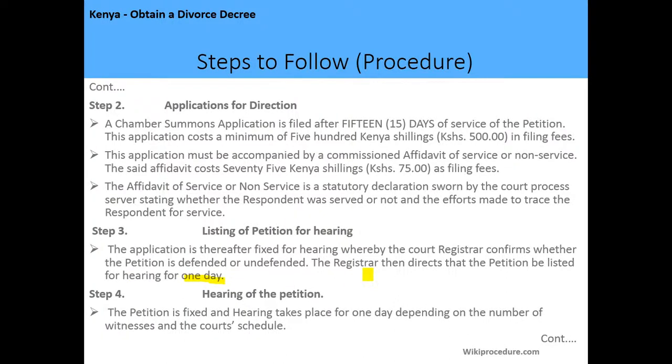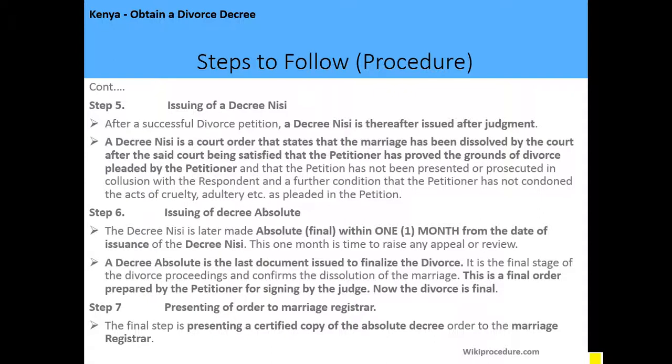The next step is hearing of the petition. The petition is fixed and the hearing takes place for 1 day, depending on the number of witnesses and the court schedule. So let's continue. The fifth step is now issuing of the decree nisi. After a successful divorce petition, a decree nisi is issued after the judgment.